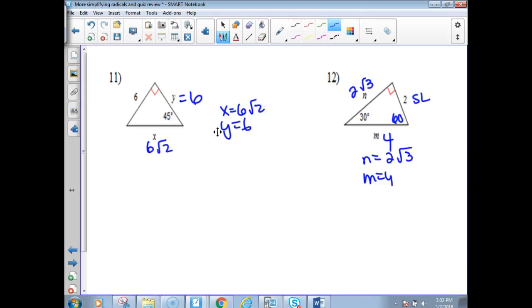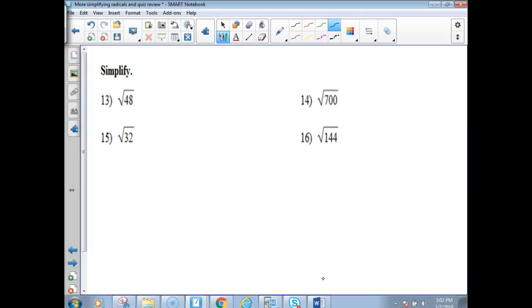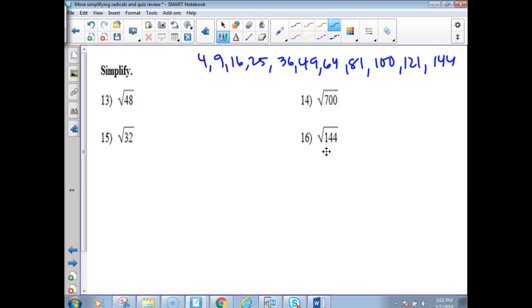Good? Okay, now simplify these radicals. Go to your diagonal. 4, 9, 16, 25, 36, 49, 64, 81, 100. That's as high as I need. Wait, 121, 144. All right, I already know the answer to number 16. It's on the diagonal, 12.